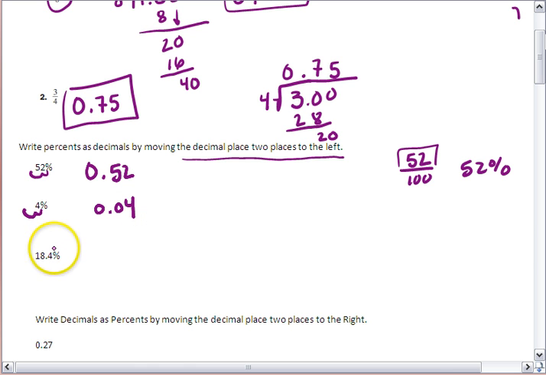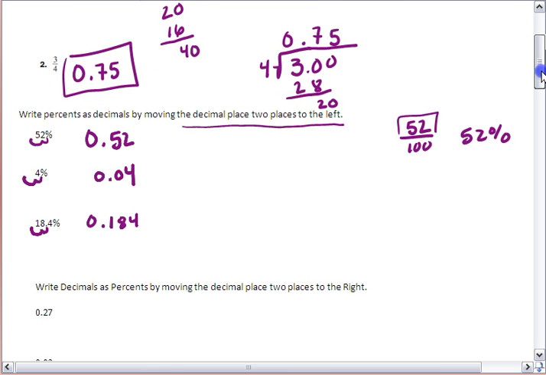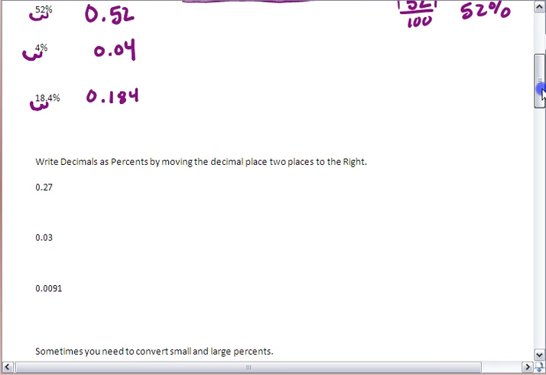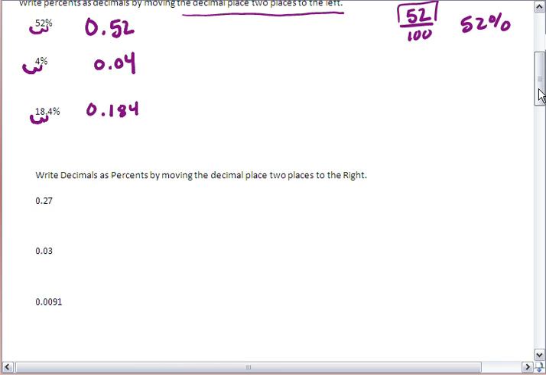This one is 18.4 hundredths, so again, I'm going to move my decimal place 2 places to the left, and I get 0.184 thousandths. So I've turned all of these percents into decimals. Now, I can do the same thing that I did up here, but in reverse. I can write a decimal as a percent. Now if you look at the ones up here, 52, if I were to turn that back into a percent, I would go 2 places back to the right, and I would get 52%.